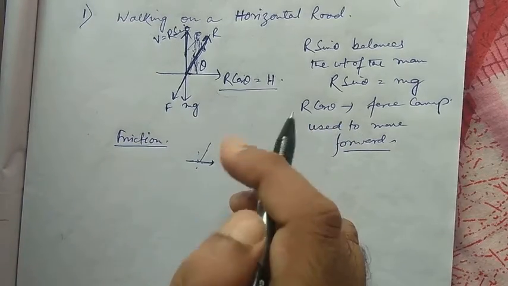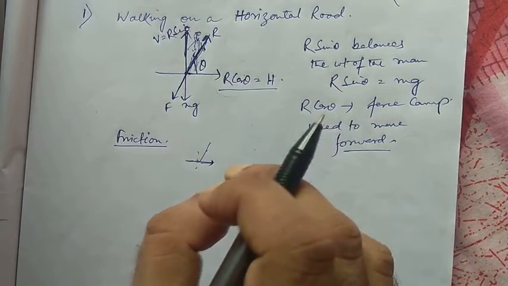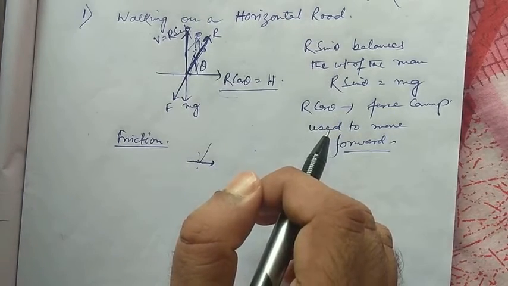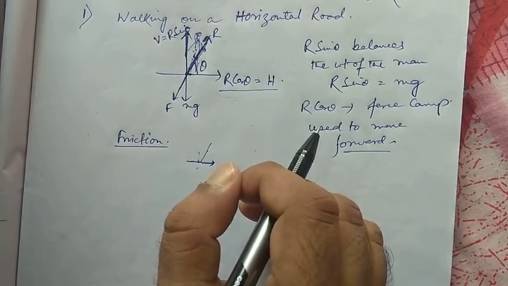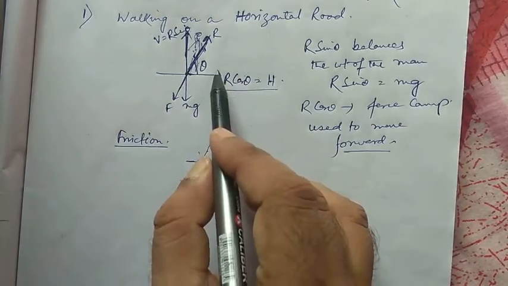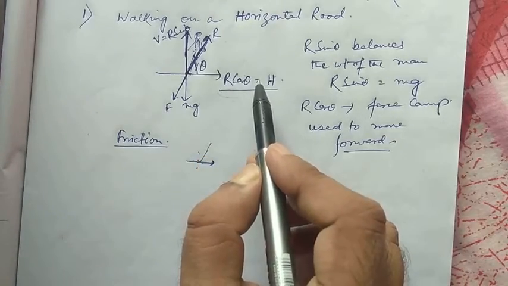The frictional force is very low on a smooth surface, so it is not possible to exert a large force. If the horizontal component of this force becomes larger than the frictional force, the man will slip.